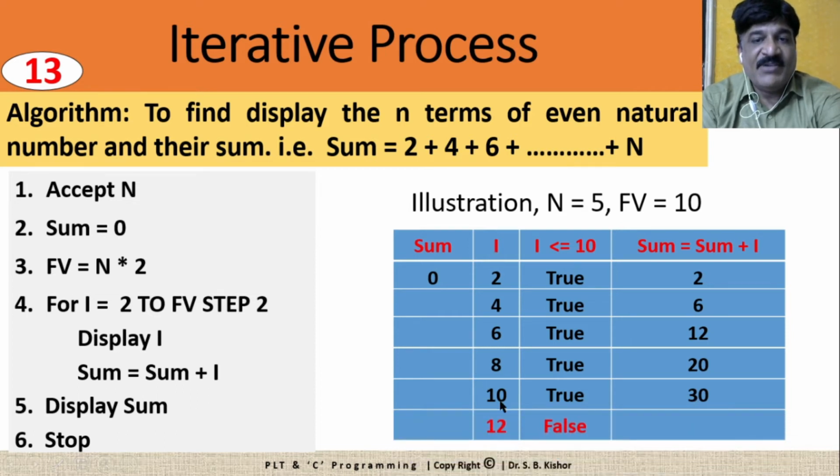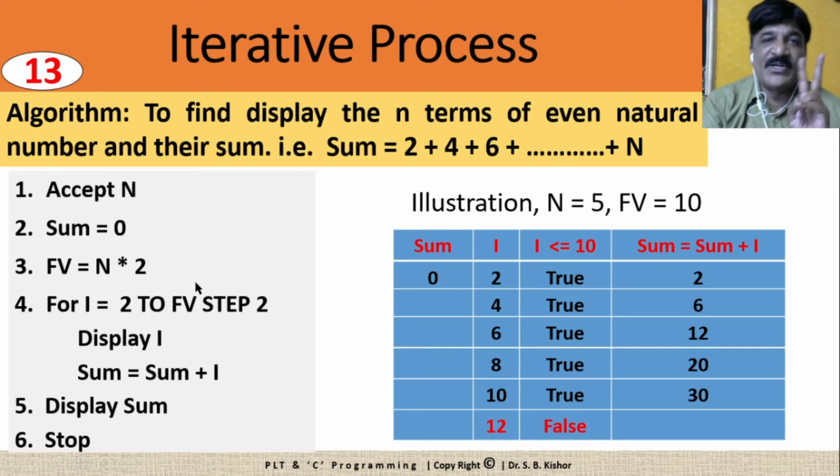Then finally the value of I will become 12. 12 is less than 10? No, the condition is false. So display the sum, that is 30. So see how many terms we have printed: 1, 2, 3, 4, 5. That's why we have done this here: final value is equal to n multiplied by 2. Remember, in the absence of this, if you had written 2 to n, it would print only the first 2 terms, if the value of n is 5.